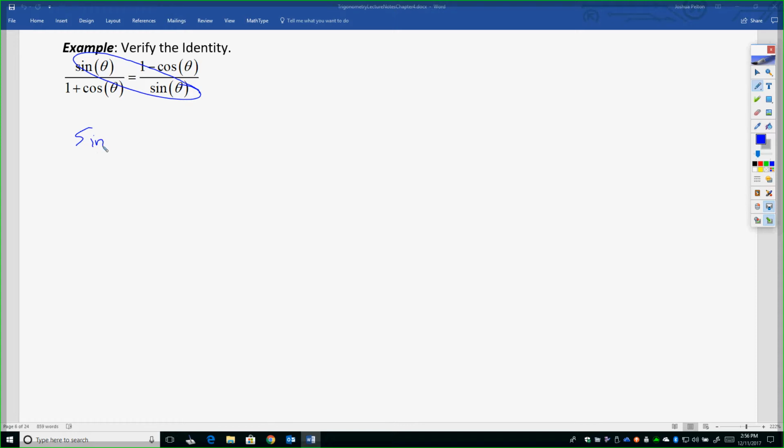I get sine squared of theta equals, we'll cross multiply here, 1 plus cosine times 1 minus cosine. Oops, not a square there.